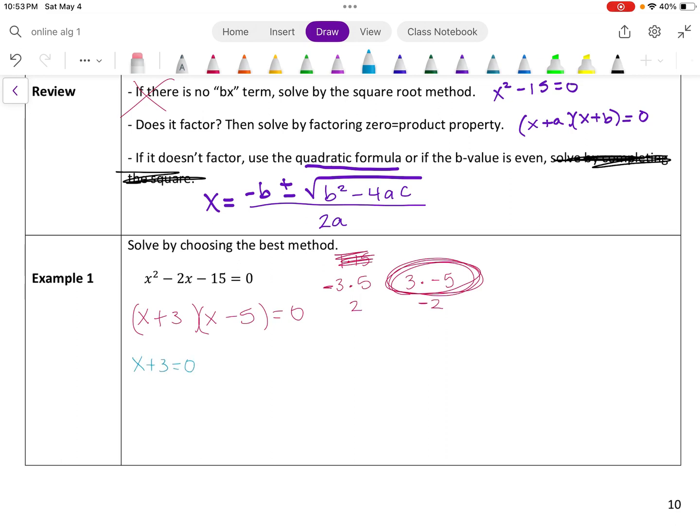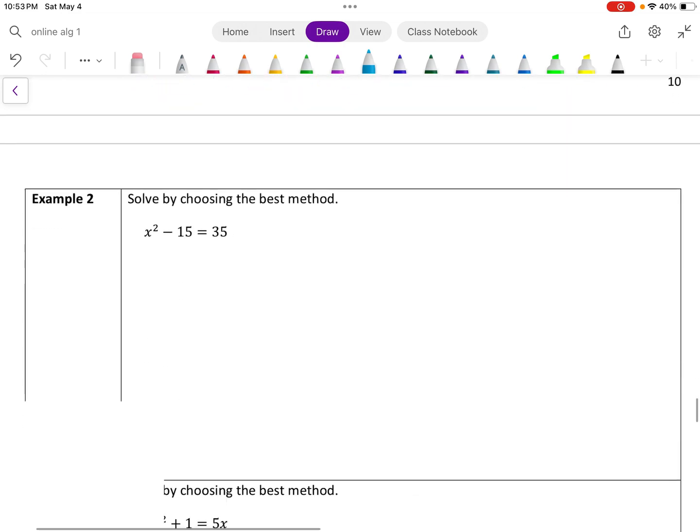Now, to finish solving it, remember we're going to split these factors into 2 linear equations, and now these are easy to solve, right? We're going to subtract 3, so x could be negative 3, and we're going to add 5. X could be a positive 5. There we go. Those are our solutions.